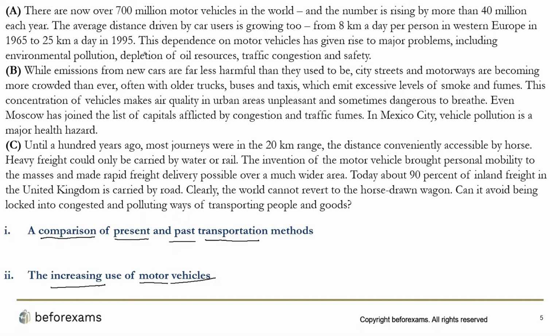The average distance by car is growing too, from 8 kilometers a day per person in Western Europe in 1965 to 25 kilometers a day in 1995. This dependence on motor vehicles has given rise to major problems, including environmental pollution, depletion of oil resources, traffic congestion, and safety. So what is this paragraph talking about? It is talking about the increase of vehicles. If I just summarize this in 3 words, it is increase of vehicles.